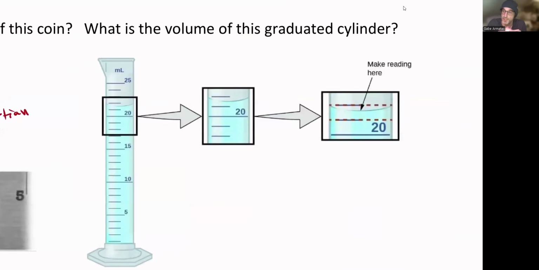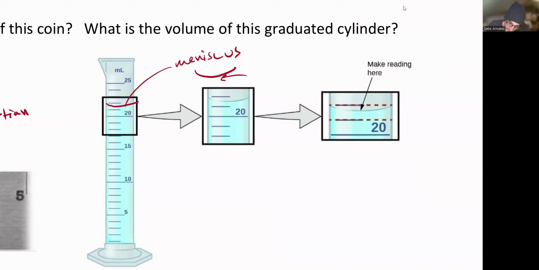So how do you measure this? This is a graduated cylinder. A couple of things. This little curve is called the meniscus. We are going to read at the bottom of the meniscus. All of our readings are done at the bottom of the meniscus, so we're always going to read it at the very bottom.